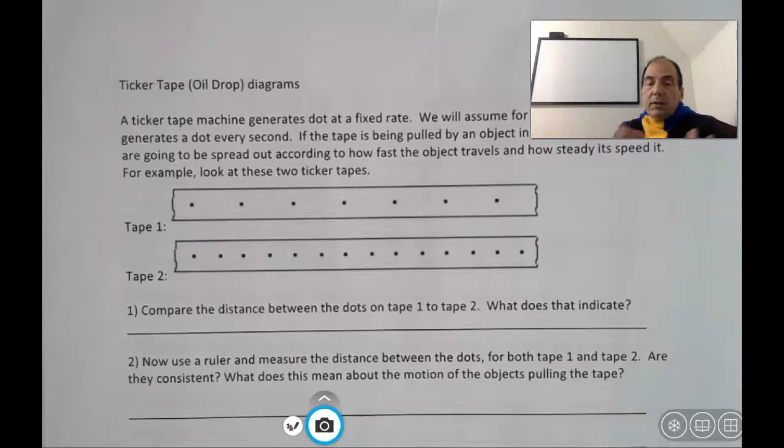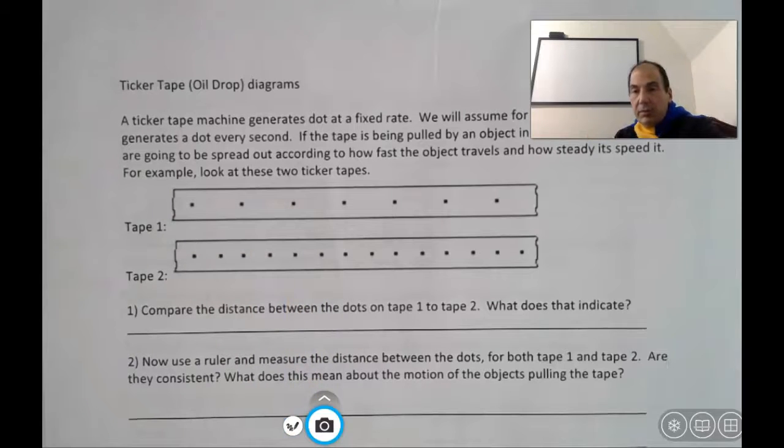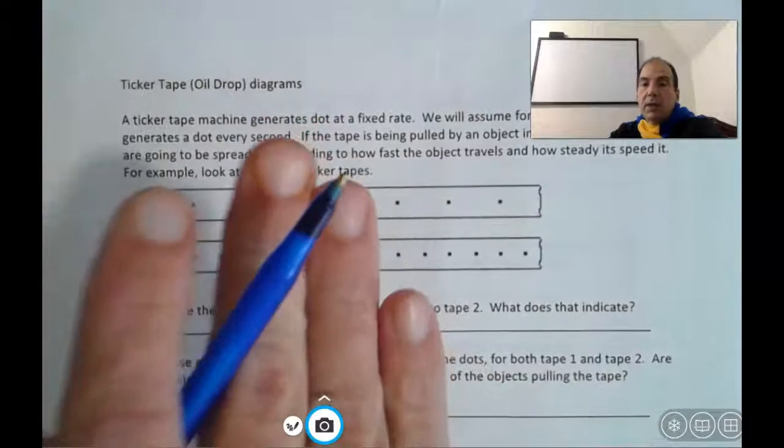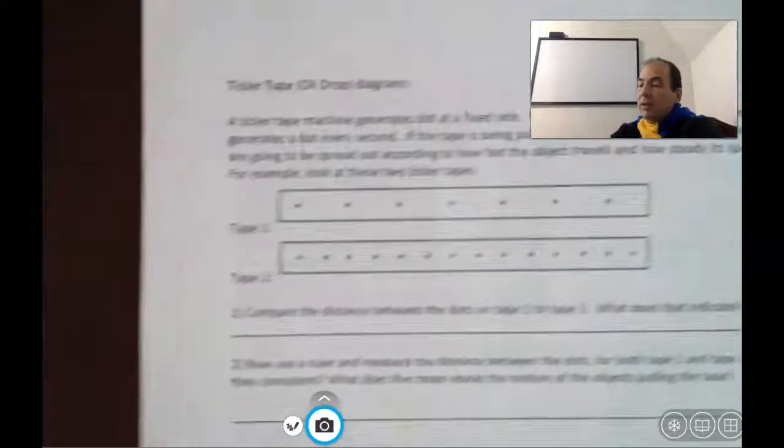So a ticker tape is basically almost a machine, almost like a telegraph, an old-fashioned thing that would just vibrate really fast at a very fixed rate. Most of them make like 40 to 60 dots a second or so. We're going to pretend that ours makes 1 dot every second just to keep things simple. And if, as the thing is vibrating, if I exaggerate here, it's tapping, tapping, tapping, and the paper starts to move, the dots are going to get spread out, and that's what happens here.